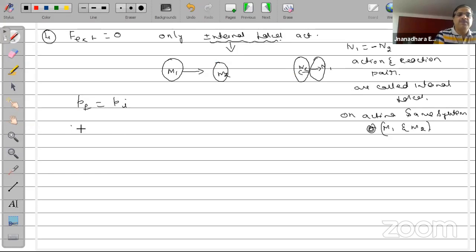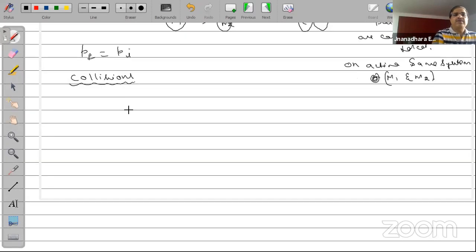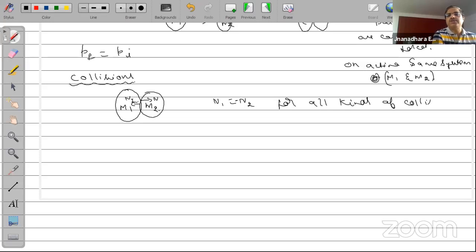So an extremely good example where the conservation of momentum will be valid is in the case of collisions. Okay, so we'll take this as an example and try to understand more about these collisions. Now I think most of you know, whenever one particle collides with the other, the forces are purely internal. Whatever be the type of collision, N1 will be equal to minus N2, for all kinds of collision. This must be valid.